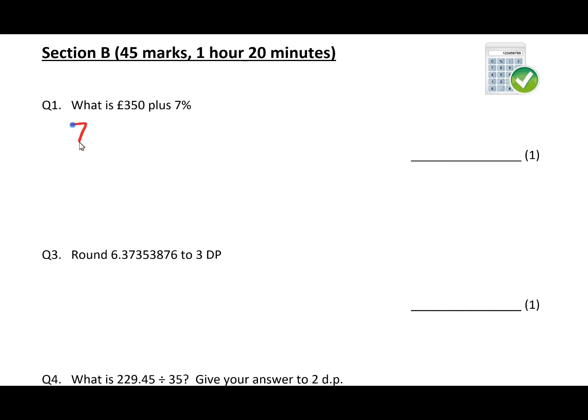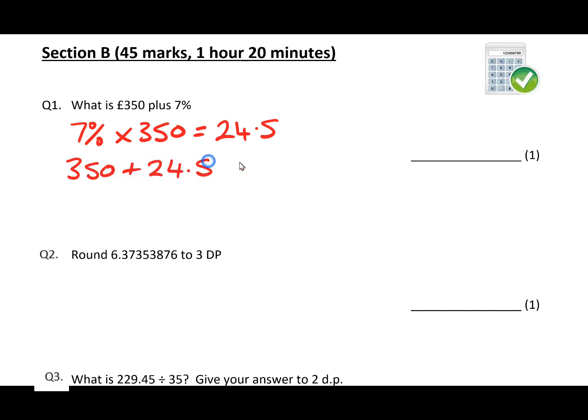So we have 7% of the £350 that we need to calculate first. So stick that in your calculator and we get 24.5. That's what's on my calculator. Add it to the original £350. So notice I'm showing the examiner everything that I'm doing. So plus the 350, what I have on my calculator. But because it's money, we need to remember that we have 2 decimal places. So don't forget the 0. And that's 1 mark.